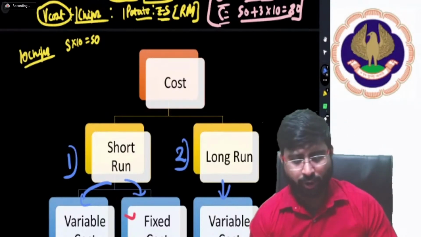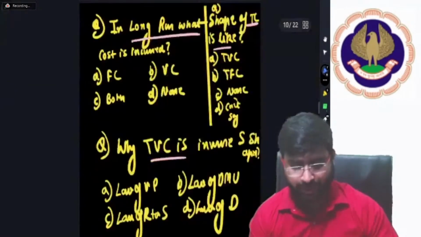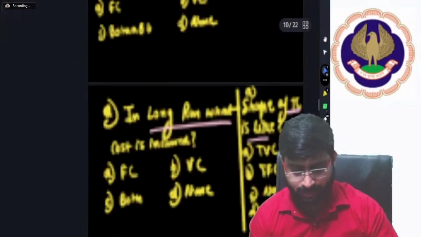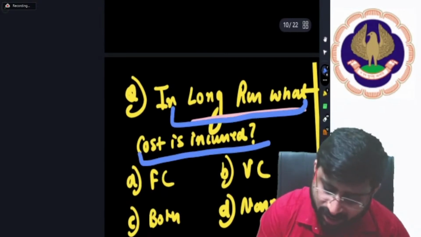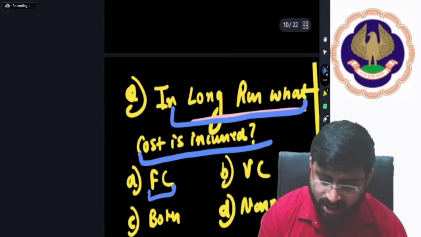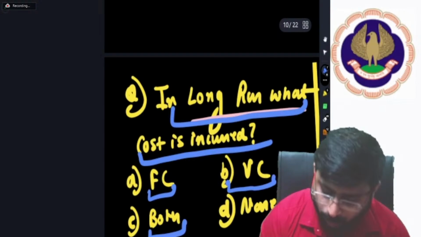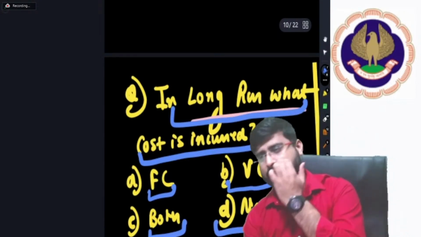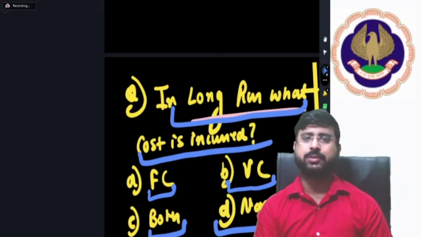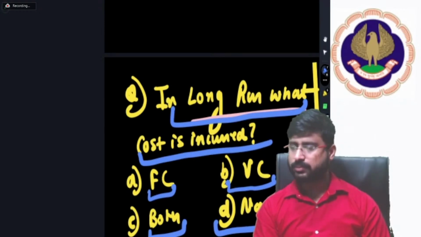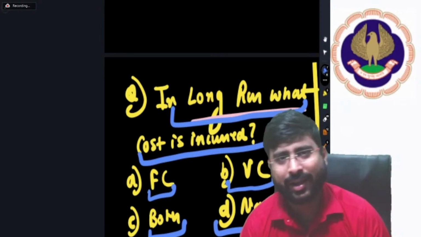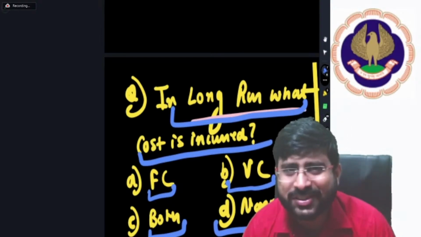Yes, sir. So let's answer this MCQ then. See, answer me this question. In long run, what cost is incurred? Fixed cost, variable cost, both or none? What say, guys? What is the answer to this MCQ?